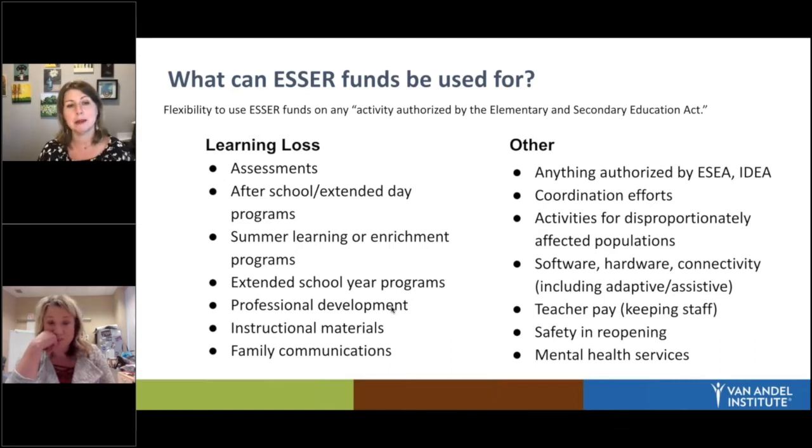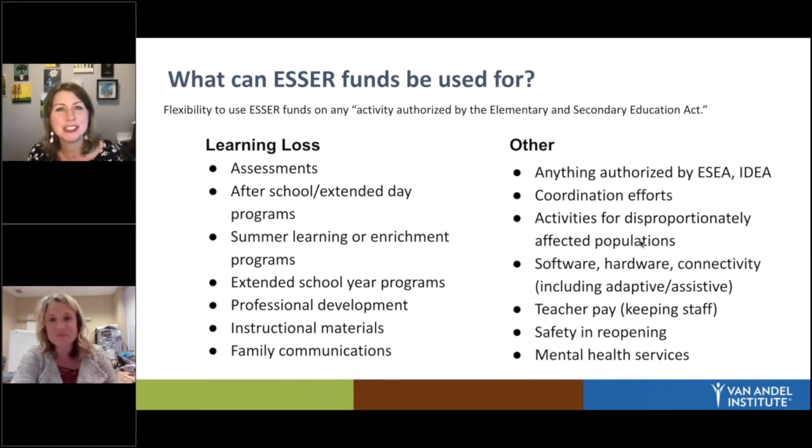We'll talk more about that in a minute. And then family communications, explaining to families what they can do to help over the summer. If you have some spending associated with that, that's all covered under learning loss. And then there's a whole host of other stuff. Basically anything that's authorized by some of the previous big education legislation is also fair game here.